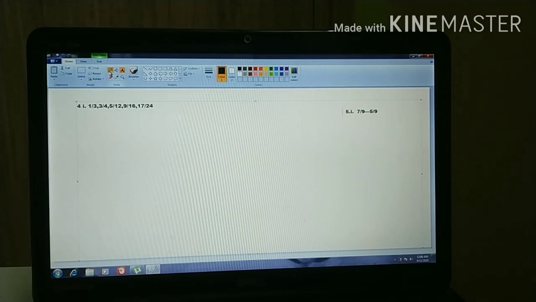Now see this one, fourth problem. These given fractions we have to convert into like fractions. Now see what we have to do, our first step. We have to find the LCM of the denominators. So write down the given denominators first.